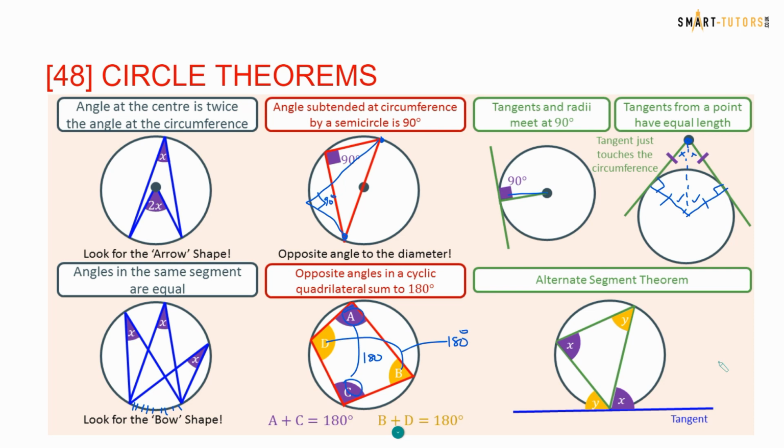The last theorem is the alternate segment theorem. The angle between the tangent and the chord is equal to the angle in the alternate segment. So this is the segment; alternate segment means the opposite side. So this x is equal to this x, and this y is equal to that y. Here this is the segment, and the alternate segment is the other one, right?